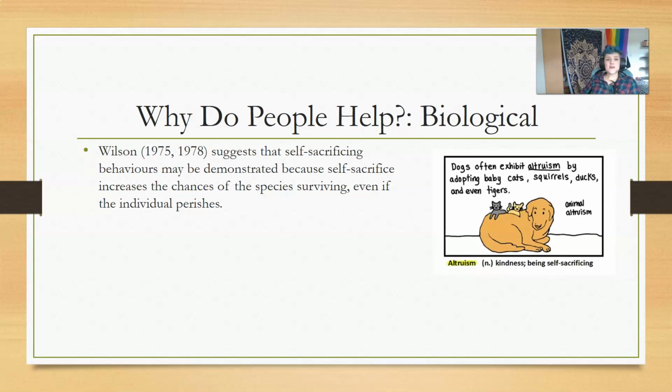Wilson suggests that self-sacrificing behaviours may be demonstrated because self-sacrifice increases the chances of the species surviving even if the individual perishes. So, in some instances, people can be self-sacrificing, and although this doesn't increase their chance of survival, it might help the survival of the species. But does the Kitty Genovese case cast doubt on the biological perspective?